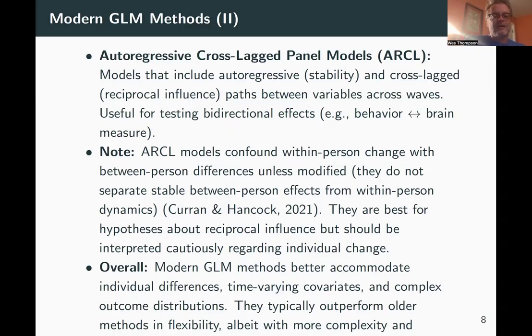The traditional autoregressive cross-lagged panel models confound within person change with between person differences, unless you incorporate modifications. And so you should be cautious about using these models in ABCD. I'll talk about another example, random intercept cross-lagged panel models, in an upcoming slide. But in summary, overall, modern GLM methods better accommodate individual differences, time-varying covariates, and complex outcome distributions, and they typically outperform older methods in flexibility, albeit with more complexity.